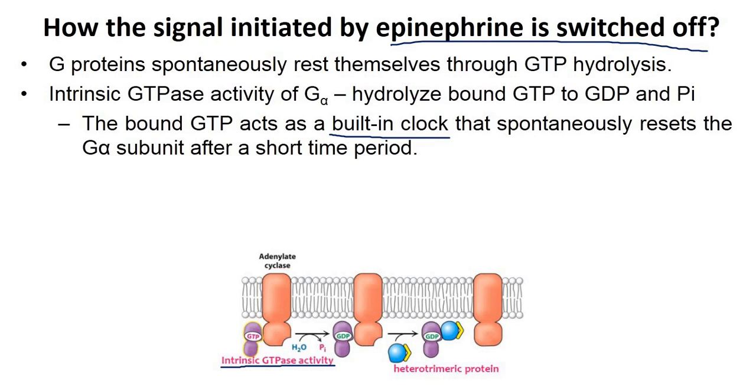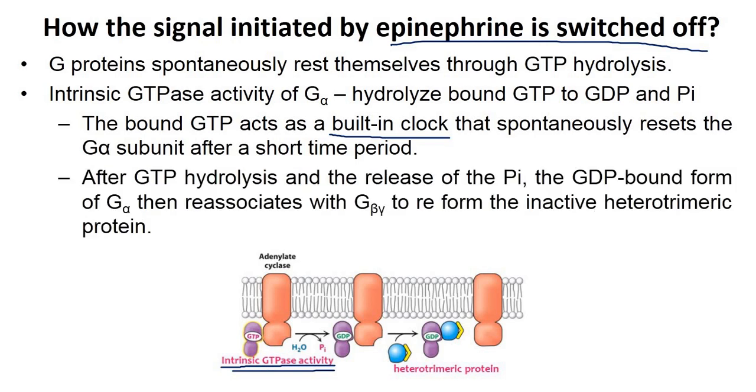So what is the resetting? G alpha should ideally be bound to GTP. GTP-bound G alpha means adenylate cyclase is activated. After adenylate cyclase is activated, you allow the epinephrine signaling pathway to complete. Immediately after it completes, you don't allow the GTP-bound state to remain. Rather, you break down GTP by the activity of intrinsic GTPase. So it's a built-in clock that spontaneously resets the G alpha subunit after a short period of time.